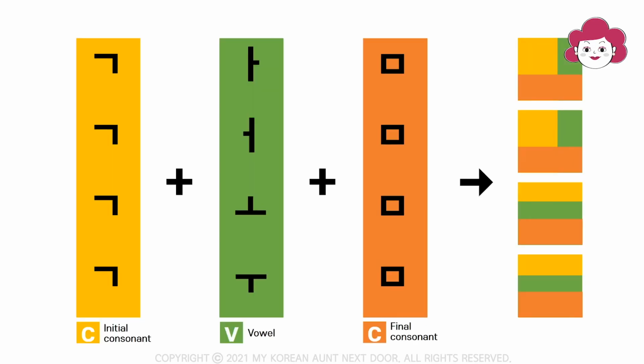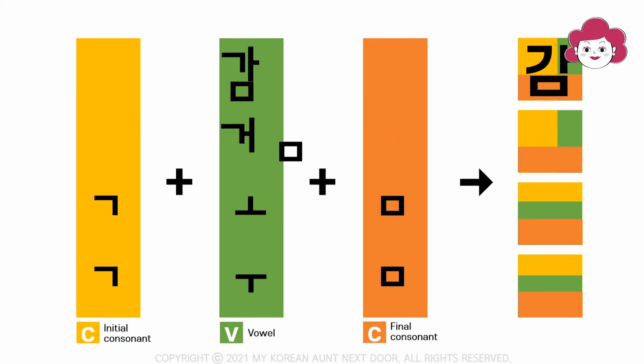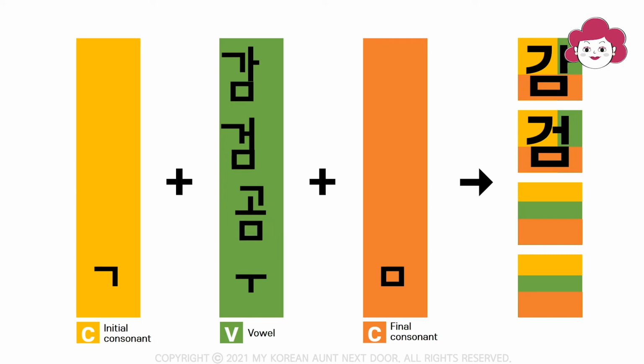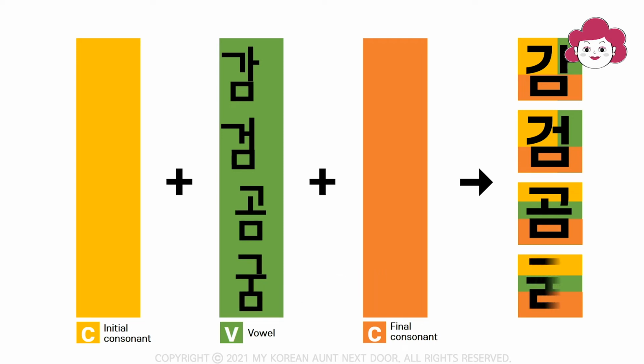Let's combine initial consonant, 기역, vowels, a, o, u, and the final consonant, 미음. 감, 검, 굼.